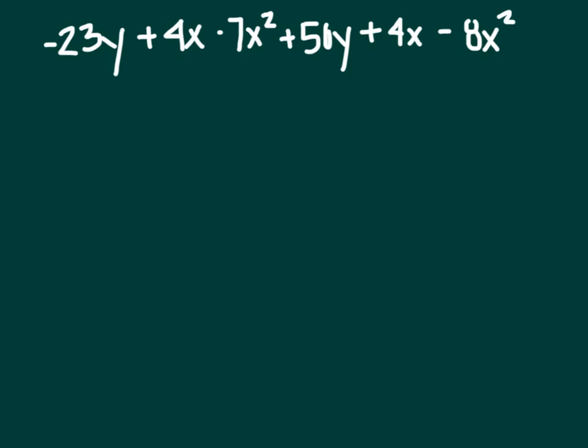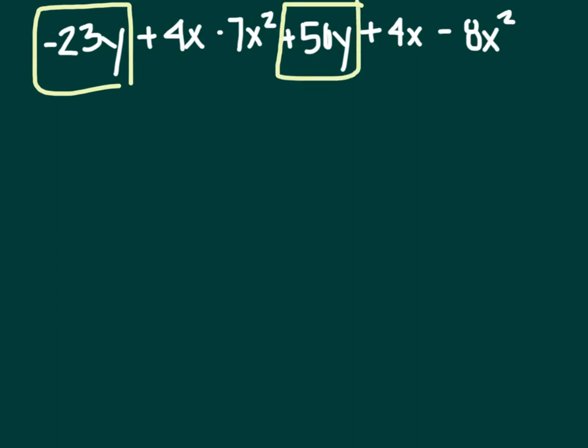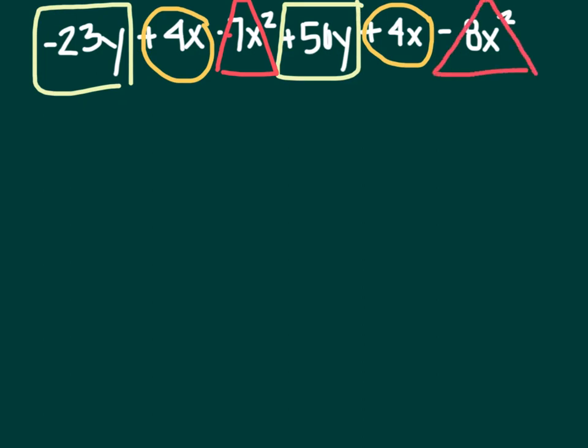On this next one, I'll start by identifying my first term. If I put a box around negative 23y, I'll look for any other y term. I see that I have a positive 50y that I'll be able to combine with it. I'll move on to my x's, which I'll put a circle around, so positive 4x, and I see positive 4x down here. Then I notice that I have negative 7x squared, which I can put a triangle around, but I have to make sure I remember that's negative, and negative 8x squared.